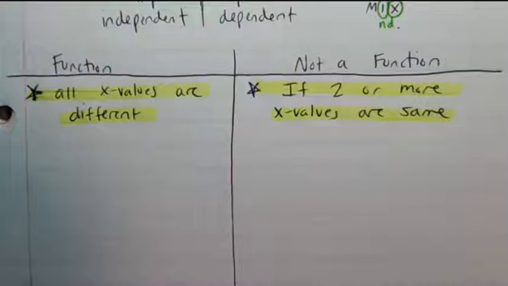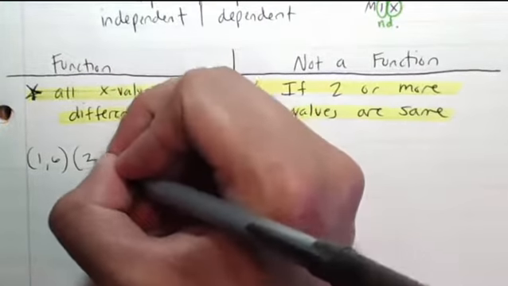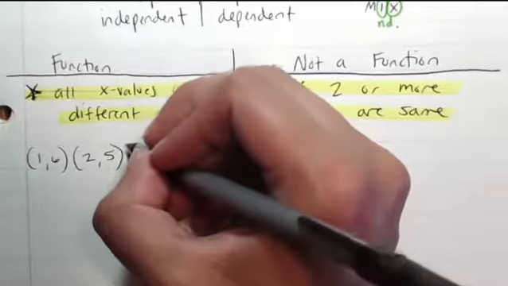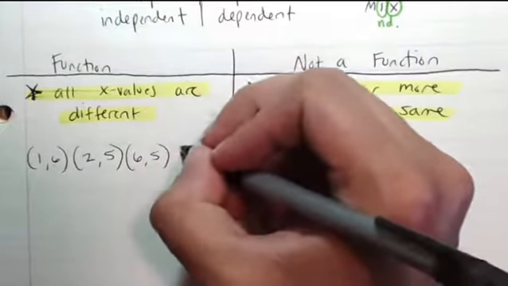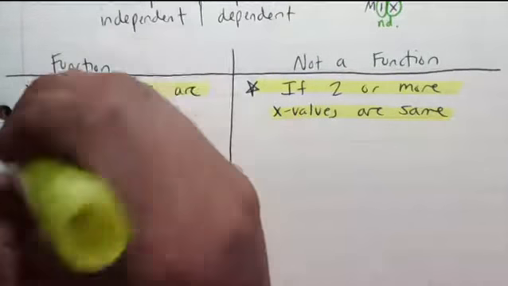So one way that they can ask this type of question on the EOC is they could give you a pair of coordinate points. So let's say we have 1, 6, 2, 5, 6, 5, and 0, 8. They give you these points and they ask, do these points represent a function? Okay, so again, a function means that all the x values have to be different. So if I'm looking at the x values, I want you to highlight the x values that are in these ordered pairs. Okay, remember the x values are always the first ones.